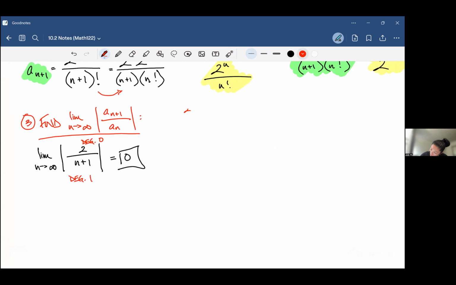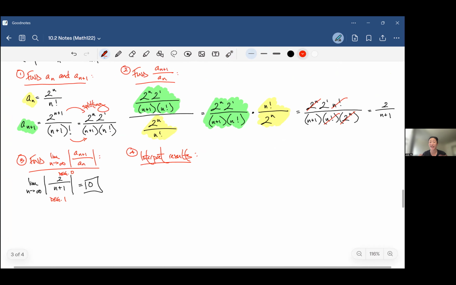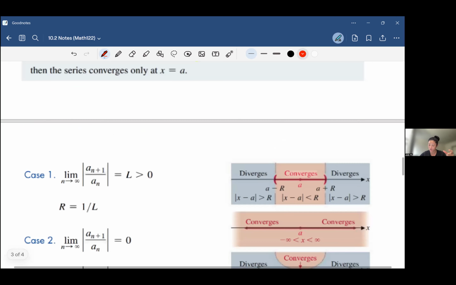Last step, let's interpret our results. So yes, we did a whole bunch of stuff, but now we need to understand what that means. Okay, so we got 0 as our limit. So I'm going to go back to this.